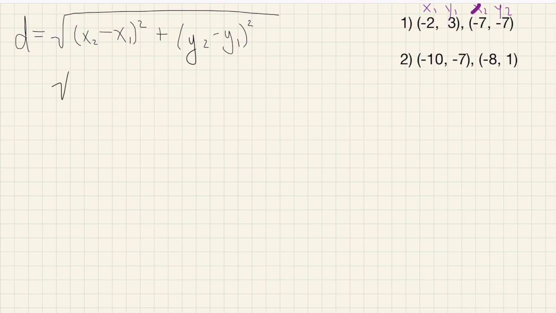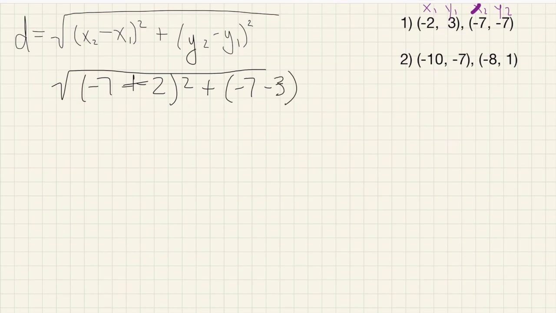So I'm going to go ahead and copy square root, and then it says x2. So I look at my x2, which is -7, minus my x1, which is -2, squared. Remember, add a line, change the sign, plus our y2, which is -7, minus y1, which is 3, squared.